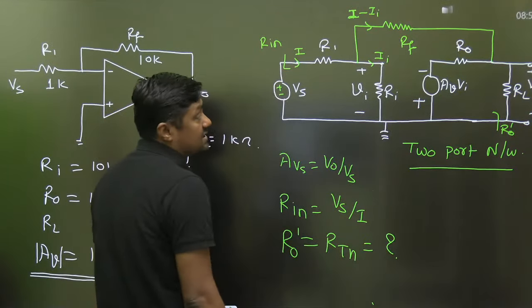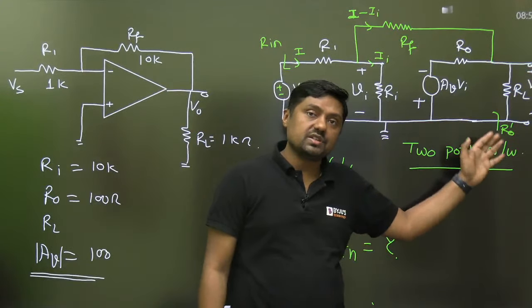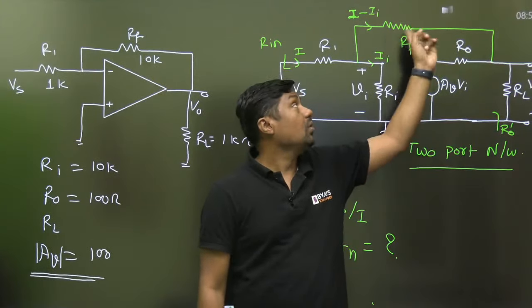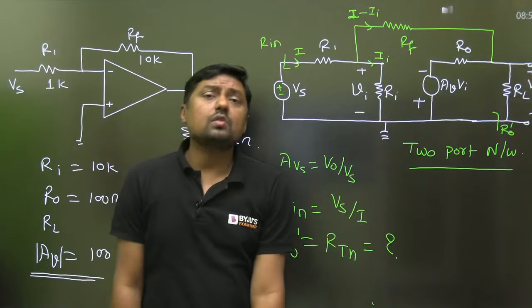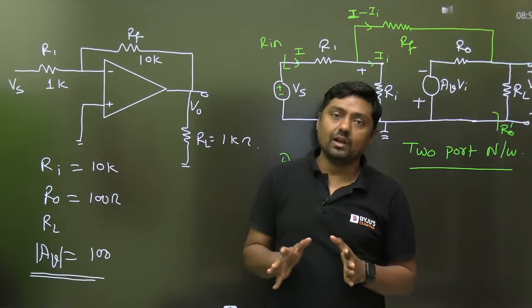R naught des, right? What is the value of the Thevenin's resistance or R naught des? What is the output resistance seen by the RL? Because already one RF is connected here. To solve this question, we can use the Miller's theorem, or directly we can apply the KCL or KVL. We can find the value.